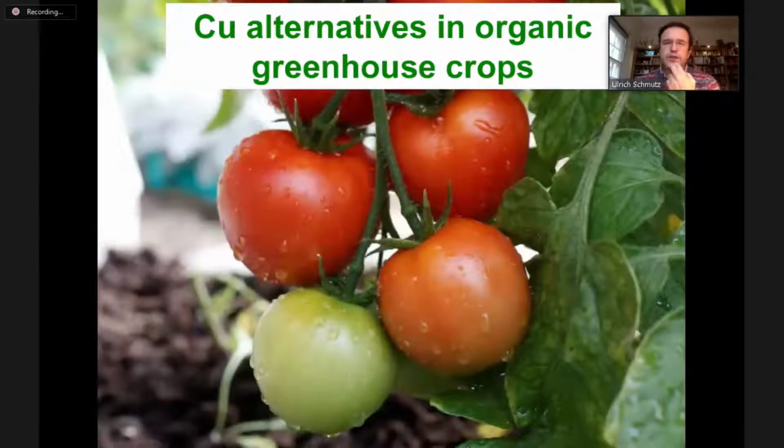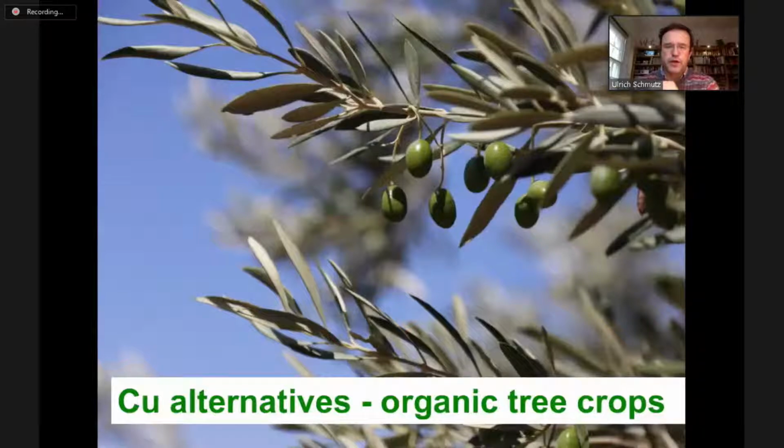So copper is one of the main contentious inputs for potato production in organic. Another contentious input is in organic greenhouse production, where fungicides and copper are used in the EU in a very high content. I'll just show you a little bit of an overview here so that you see where the problems are. And then a third area is organic tree crops. Again, citrus, olives, almonds and other crops within organic systems are frequently treated with copper, and for that again we want to find some alternatives so that this can be reduced.